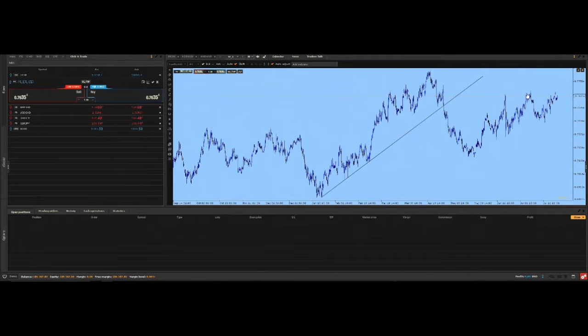We're starting to form lower lows, so it's safe to say to start here. Haven't quite broken trend yet, but we're going to call this bearish because we know that this goes kind of higher.